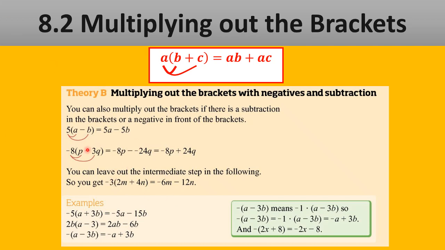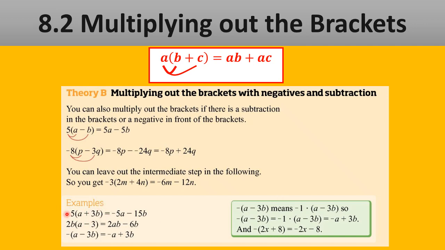Now you can also say minus 8 times p is minus 8p, minus, because that's the minus here, minus 8 times 3q is minus 24q. And then you should remember that minus minus becomes plus again. And you may leave out this intermediate step. The book also says that.